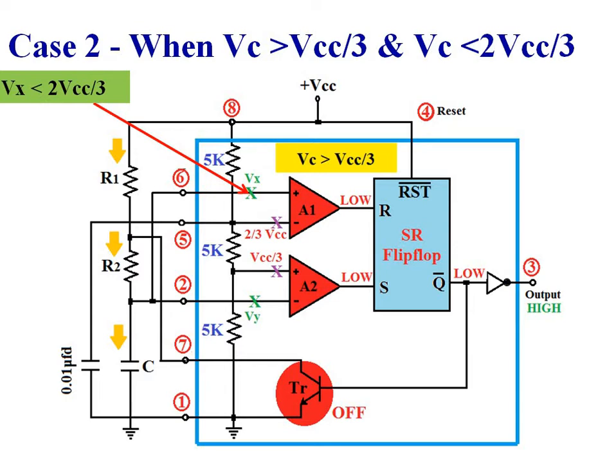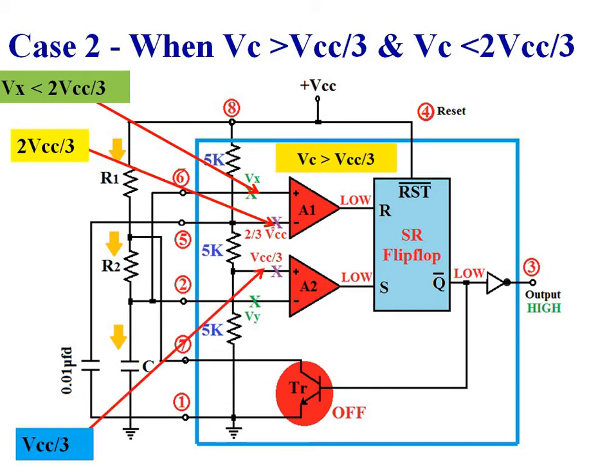So, voltage at the non-inverting input of op-amp A1 is less than 2 VCC by 3 and voltage at the inverting input of op-amp A1 is equal to 2 VCC by 3. Differential input voltage is negative, so output of op-amp A1 is low. For the second operational amplifier, voltage at the non-inverting input is equal to VCC by 3 and voltage at the inverting input is a value greater than VCC by 3. Differential input voltage is negative, so output of op-amp A2 is also low.